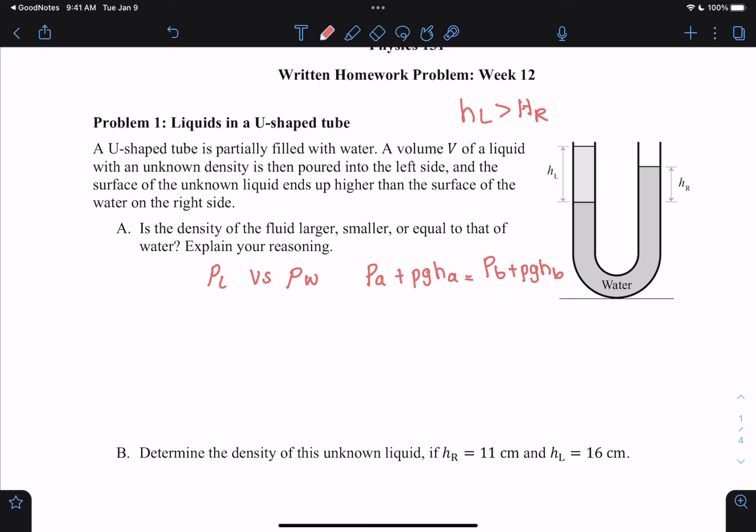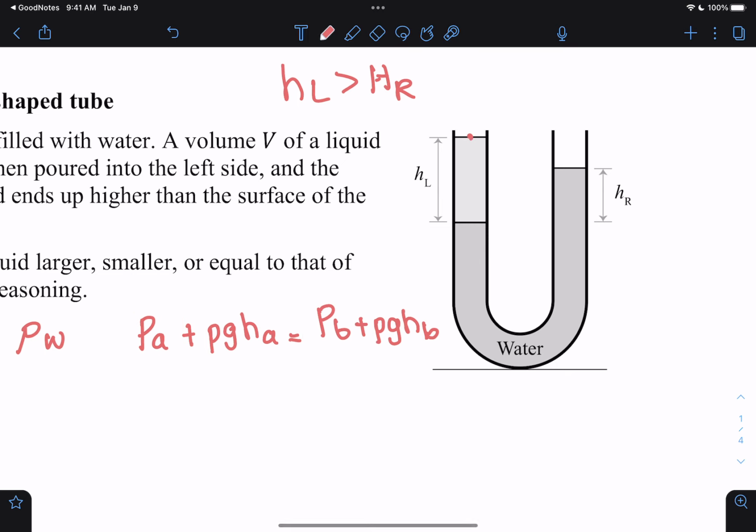So number one, though, Kimberly, you're absolutely on the right track. We're looking at points A and B, or at least let's look at here and here. These two points are both in contact with the atmosphere. They're both in contact with air. So we should actually expect the pressure to be the same at those two points, because they're both in contact with the atmosphere. So technically it's P atmospheric for both of these sections.